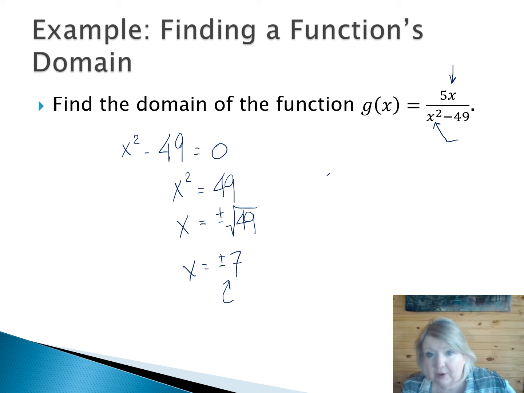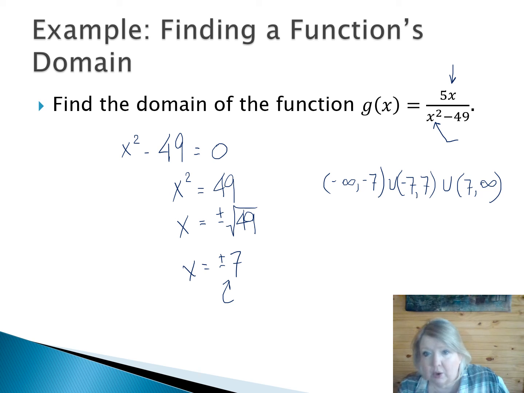So my domain says I can start at negative infinity, count all the way up to negative 7. But I've got to jump over negative 7. Then I can keep going out to positive 7. But then I have to jump over 7. And I can keep going forever. So this is how I exclude those two numbers from my domain.